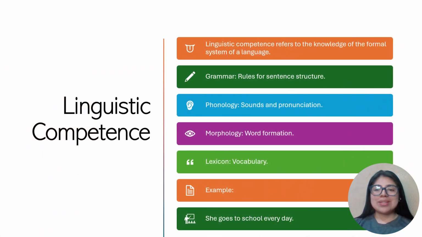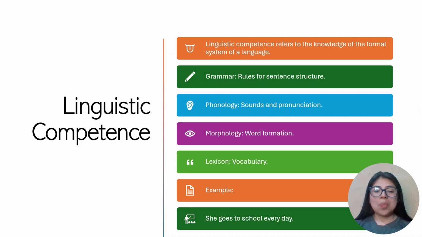Okay, linguistic competence. This term was introduced by Noam Chomsky and it refers to a person's internal knowledge of the rules and the structures of their language. Linguistic competence is all about knowing the formal system of a language, the rules that allow you to create grammatically correct sentences.